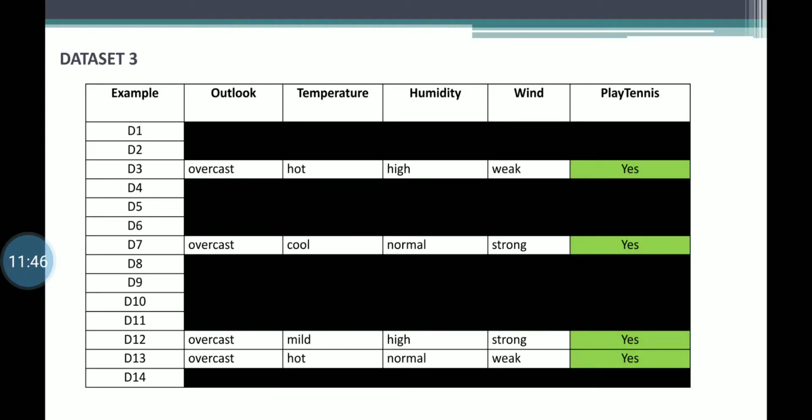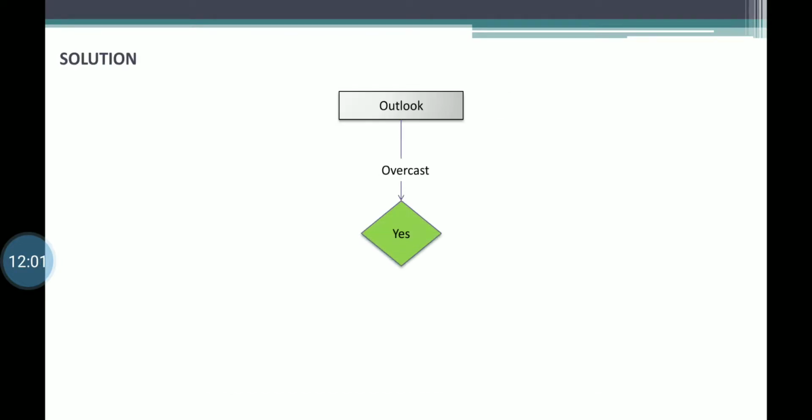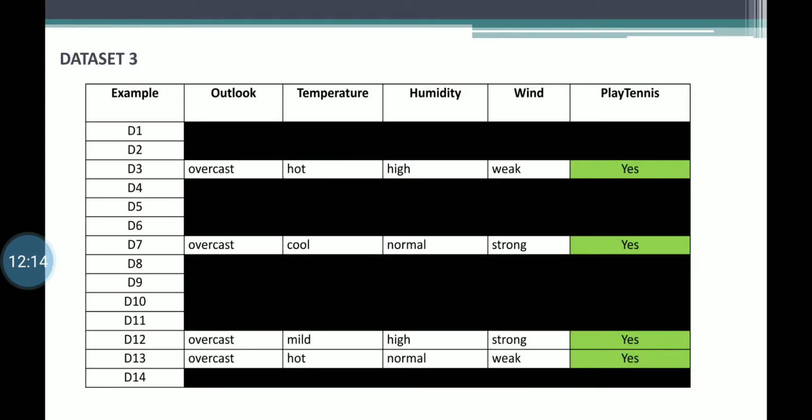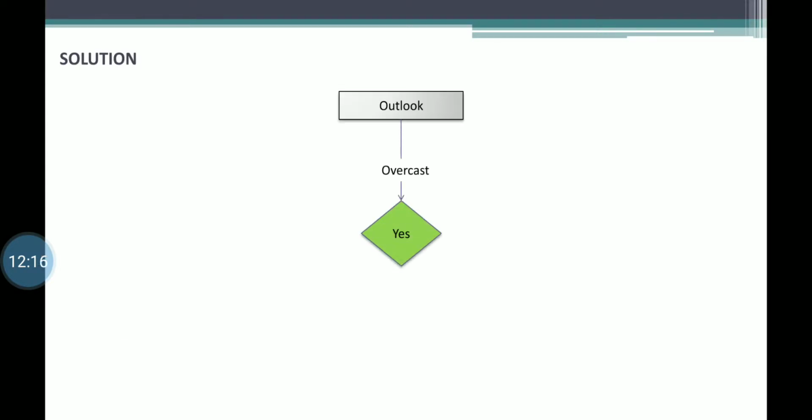Now we will see with respect to all the values, the overcast set is a pure set. Overcast for all the samples, it is returning yes as the value. So it can act as a leaf node. Outlook has a leaf node of yes with respect to overcast. So whenever Outlook is equal to overcast, it is returning as yes. From the data sample only we get this. Okay, this can be written directly.